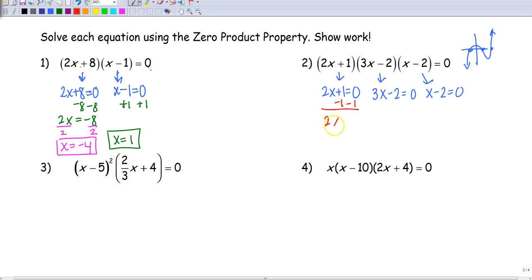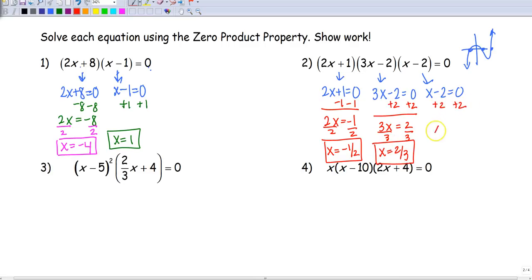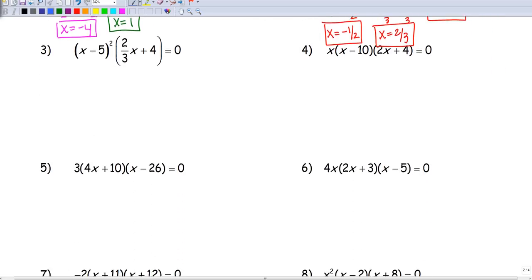Minus your 1, divide by 2. You get x equals negative 1/2. Add your 2, divide by 3. X equals 2/3, and add your 2. X equals 2. Again, these 3 represent the x-intercepts of this equation. And notice again, you're just setting each individual part equal to 0. This is called the zero product property.